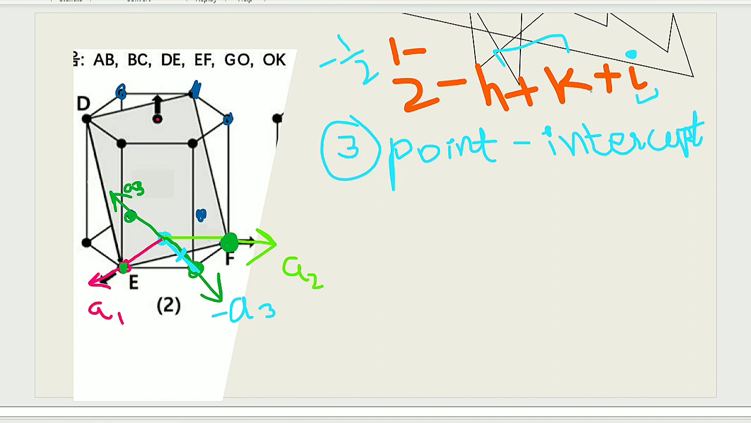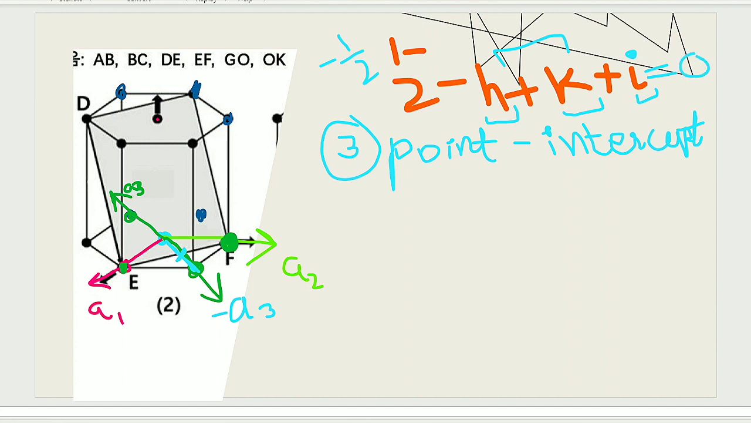Here h, k, and i are indices, not intercepts. Keep that in mind, okay? Differentiate it from intercept, because intercepts and indices are not the same thing. In order to find the indices, you have to perform some operations on intercepts, like taking the inverse and then removing the fraction. So two operations are performed on intercepts in order to find the indices. Here the equation h plus k plus i equals 0 is for indices, not for intercepts.